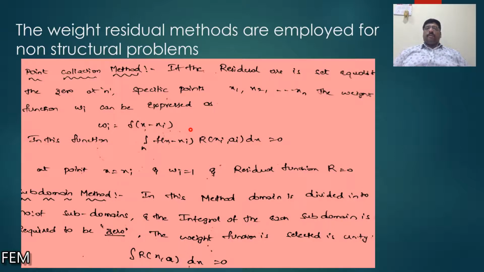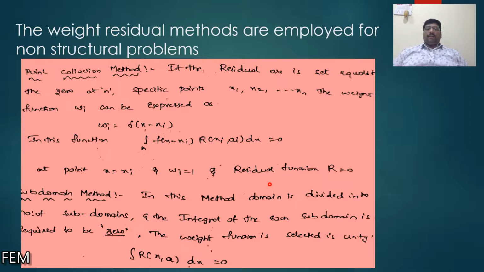First one is the point collocation method. In this method, the residuals are set equal to 0. Whatever the residual function is, here the residual function is assumed to be r. If you make r equal to 0, then the method is called the point collocation method. If you take the integral of r dx equal to 0, that is the subdomain method.